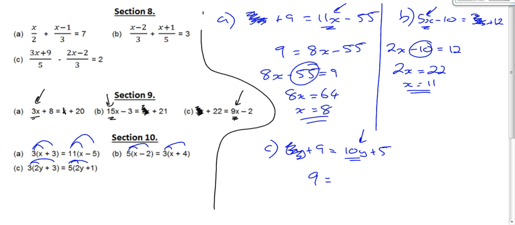So I've got 9 equals 4y plus 5. I'm then going to swap it around because I don't like it that way. So 4y plus 5 equals 9. Then I'm going to take away 5 from here, and I'm going to take away these 5 here. So I'm going to have 4y equals 4. If I divide by 4, I'm going to have y equals 1. So well done.